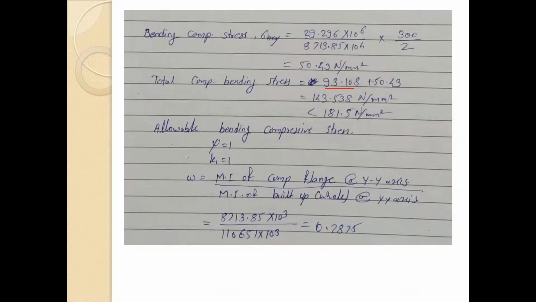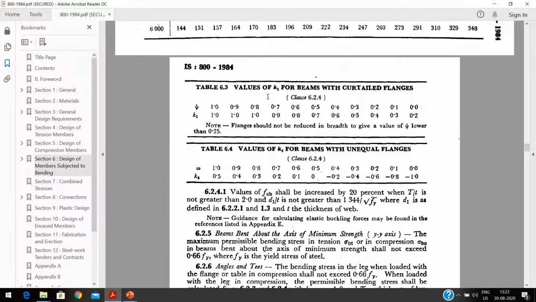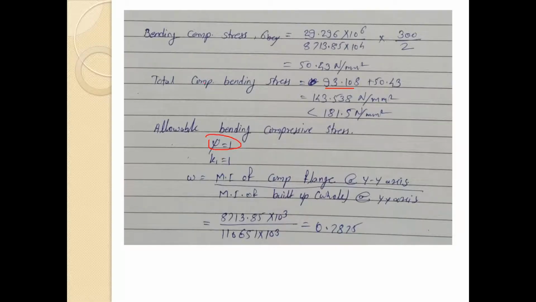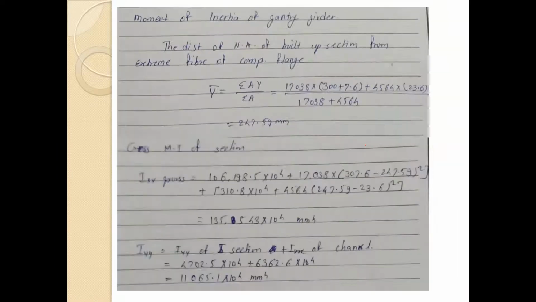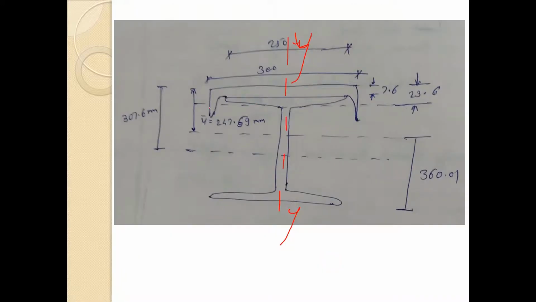Again moving into the problem, we have psi equals 1 because we are not changing any section, and for that in the table we have the value of K1 is 1. Again, omega or small w is the moment of inertia of compression flanges about the y axis divided by the moment of inertia of the whole built-up section. Remember, whole built-up section. Here we are taking about the y axis. That's why we are adding this 4702 plus this 6362, because we are putting the section like this. That's why we are taking Ixx as I.